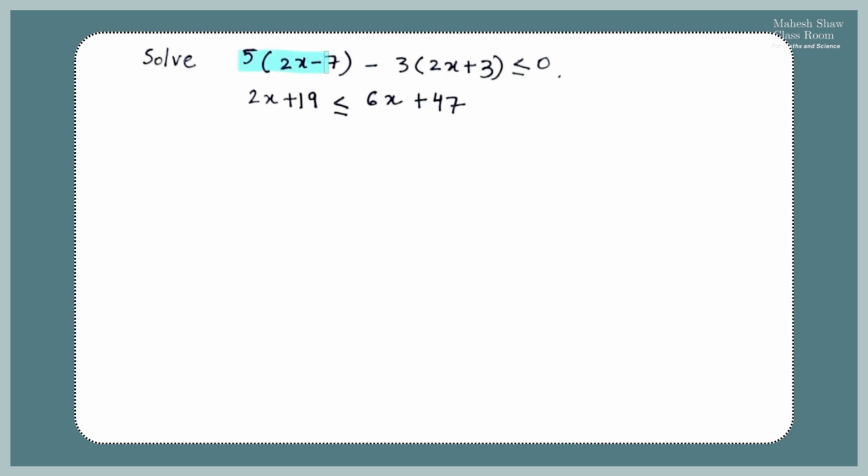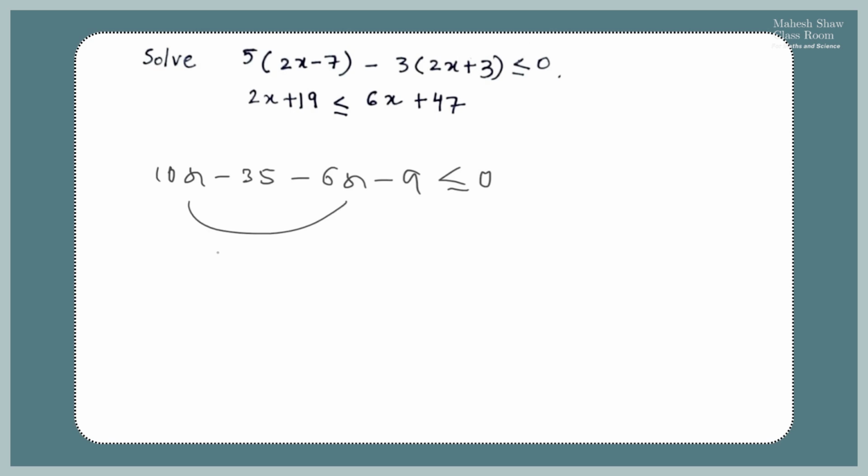The next question is 5 times 2x minus 7 minus 3 times 2x plus 3 less than equal to 0, and the other one is 2x plus 19 is less than equal to 6x plus 47. Now from here, if I open this bracket, this is how much? 5 into 2 is what? 10 times x minus 5 into 7 is 35, minus multiplying this is negative 6x, and this is minus 3 into 3 is minus 9, and that is less than equal to 0.